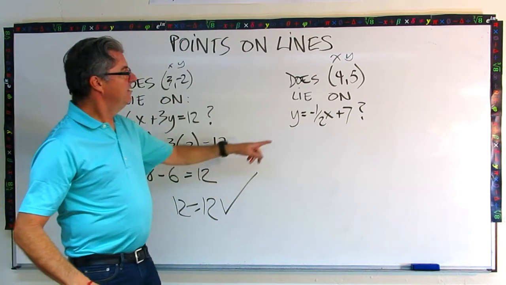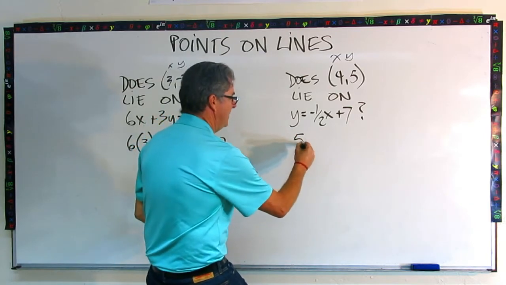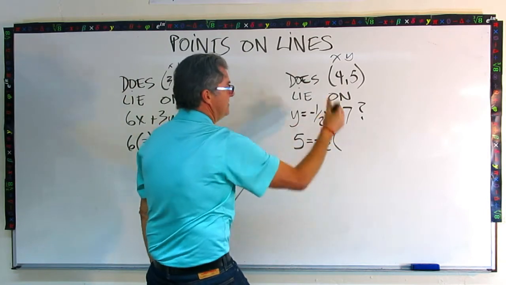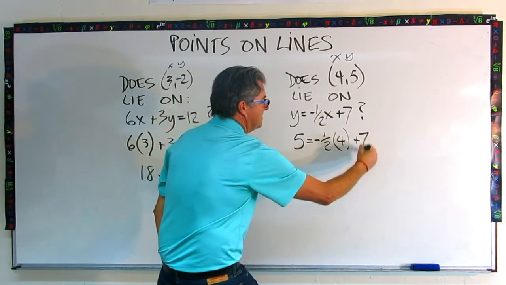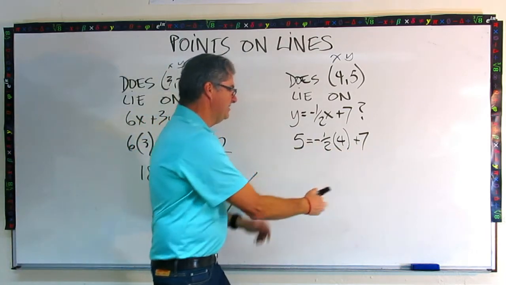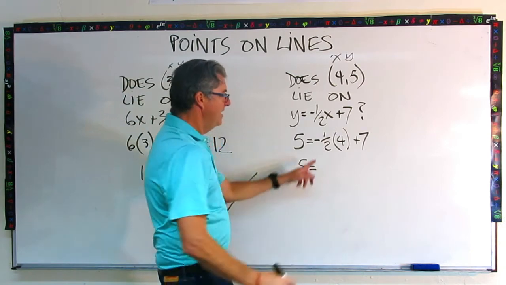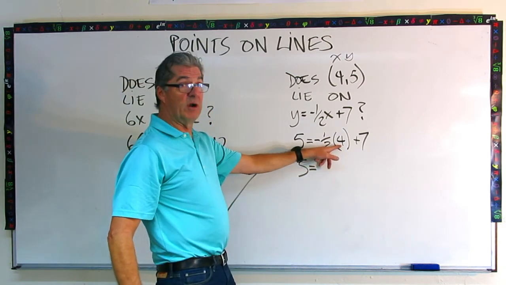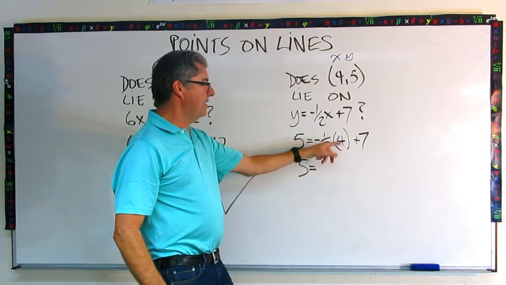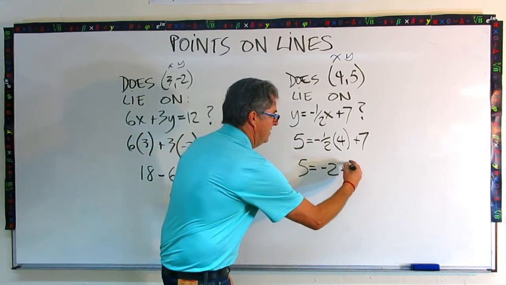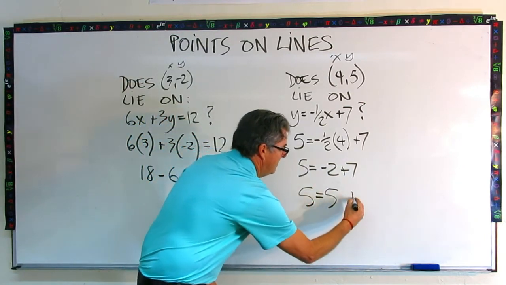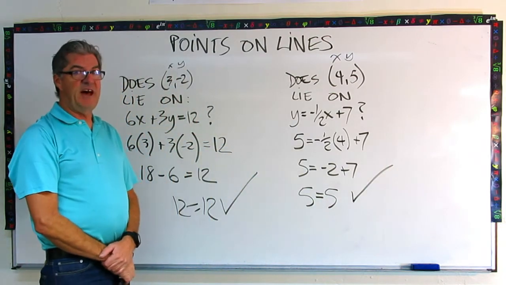Okay, let's do that. So my y value is 5, that goes out here, equals minus 1/2 times 4 plus 7. Okay, so I just plugged in my y for the y and x for the x. Now let's work it. Minus 5, and negative 1/2 times 4. So first off, 1/2 times 4 is just 2. Negative 1/2 times 4 would be negative 2. And I think you see where this is going. So that one also lies on that line.